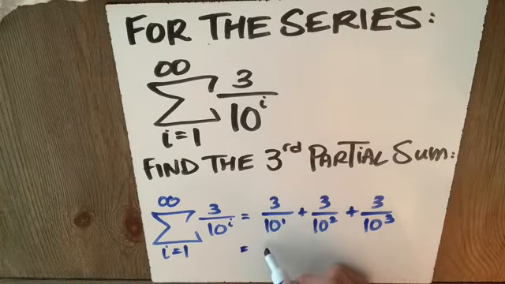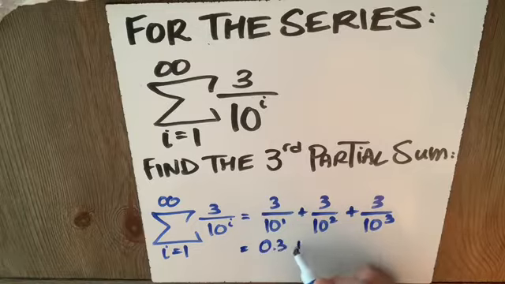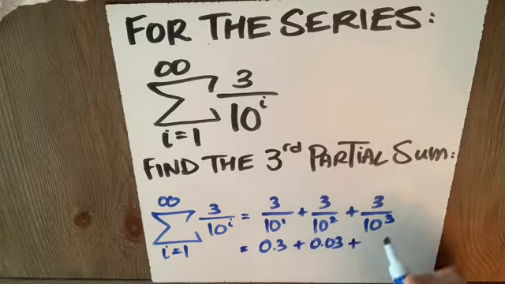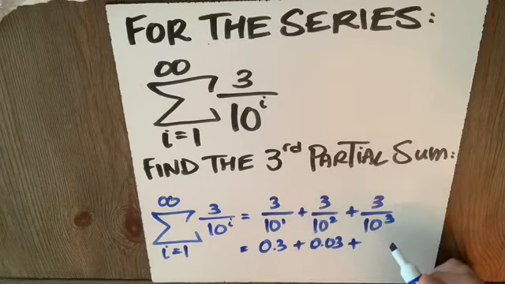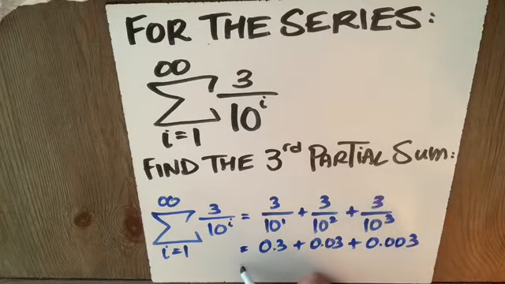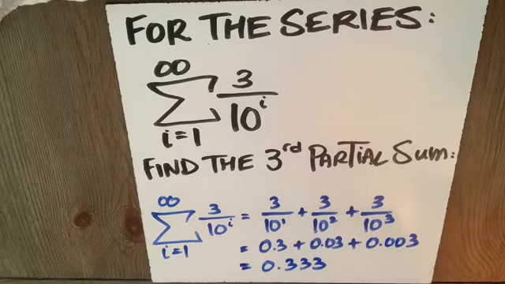Well, this is 3 over 10, or 0.3. This is 3 over 100, which is 0.03. And this is 3 over 1,000, 10 times 10 times 10, which is 0.003. When I add those together, I get 0.333.